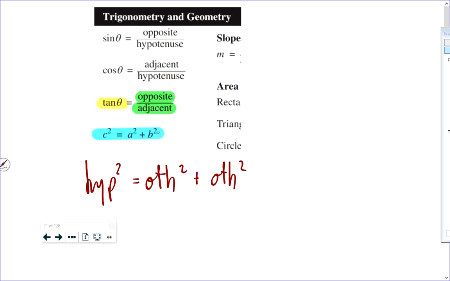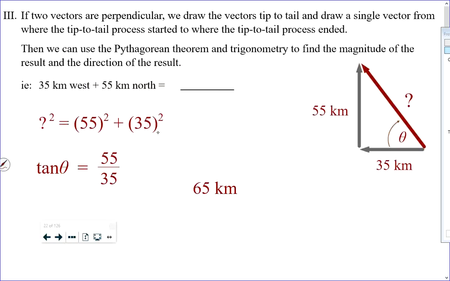There's no need to make a distinction between the two short legs of the triangle. It's other squared plus other squared equals hypotenuse squared. Anyway, going back to finding the angle, you would have tangent of theta equals opposite over adjacent. Take the inverse tan of that, and you get 58 degrees. And it's going to be north of west because we drew west and then we drew north.